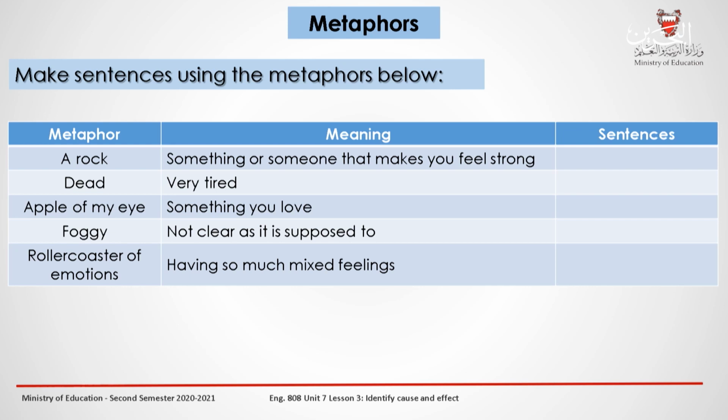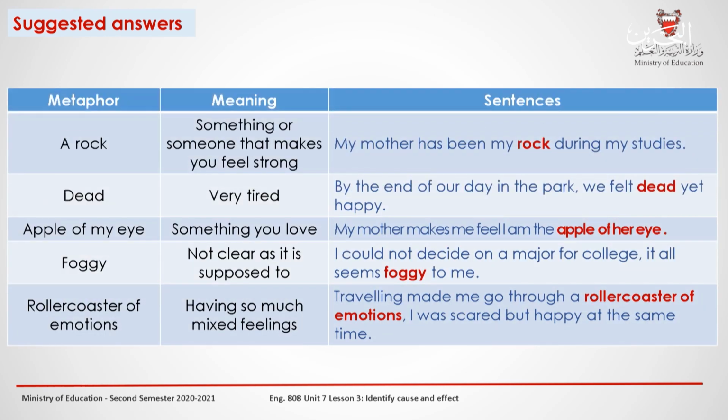Try to use them in sentences now. Here are some suggested answers. Let's read the sentences together. My mother has been my rock during my studies. By the end of our day in the park, we felt dead yet happy. My mother makes me feel I am the apple of her eye. I couldn't decide on a major for college. It all seems foggy to me. Traveling made me go through a roller coaster of emotions. I was scared but happy at the same time.